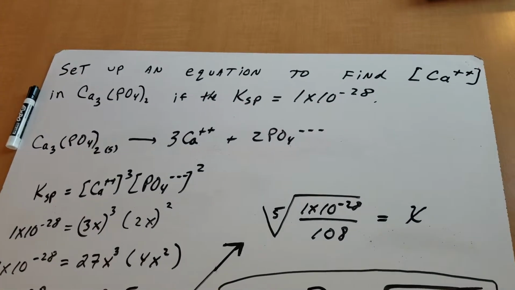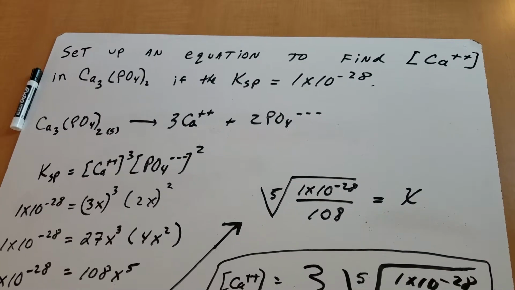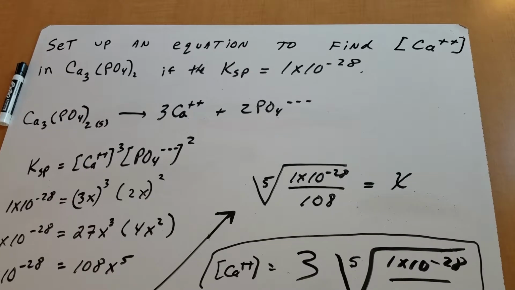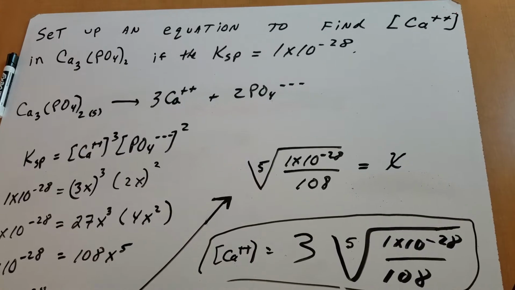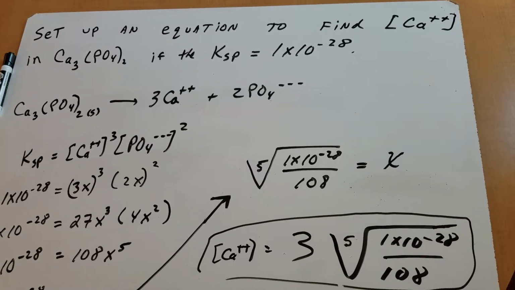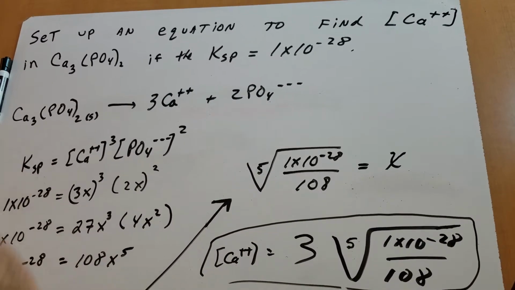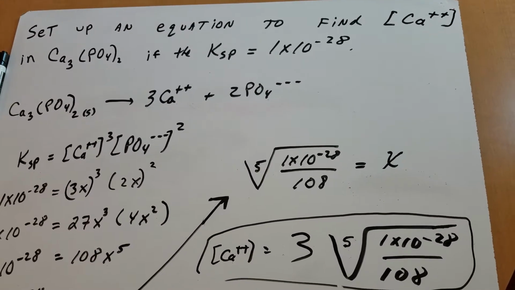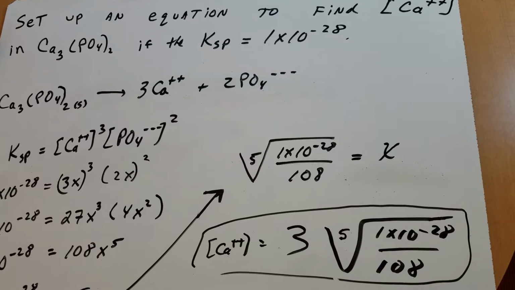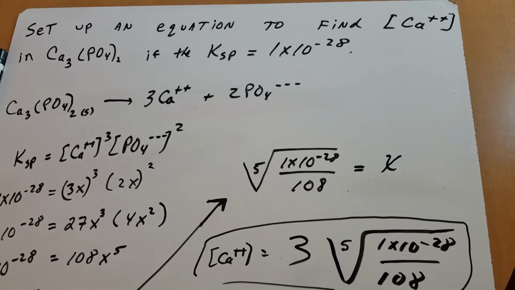I want to go over a question on solubility. This question is going to involve KSP. If you remembered, KSP is for salts. The greater the KSP, the more soluble the salt. The smaller the KSP, the more insoluble the salt. I want you to set up an equation to find the calcium concentration in calcium phosphate if the KSP is 1 to the minus 28th.